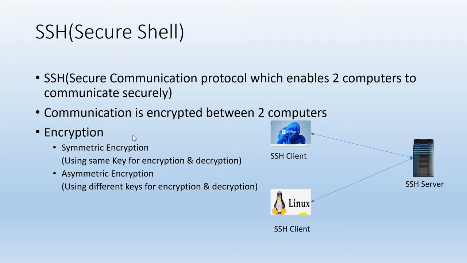What is encryption? Encryption is a process of converting some data to a ciphertext format. So that means it is a non-readable format. We cannot read that encrypted message directly. So to read the message properly, we should have a key to decrypt the encrypted message. There are two types of encryption, symmetric encryption and asymmetric encryption. In symmetric encryption, we use the same key for both encryption and decryption. And in asymmetric encryption, we use different keys for encryption and decryption.